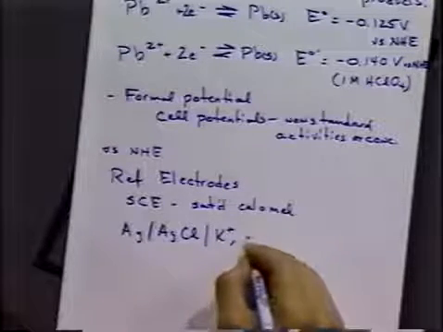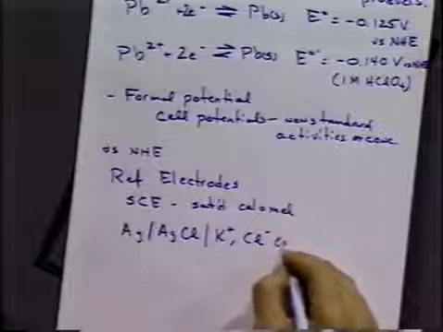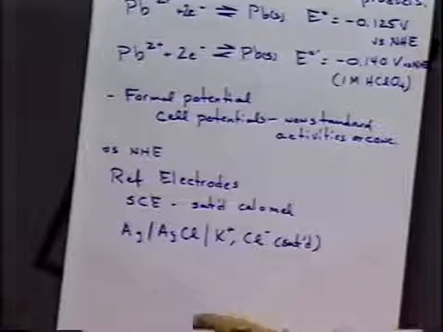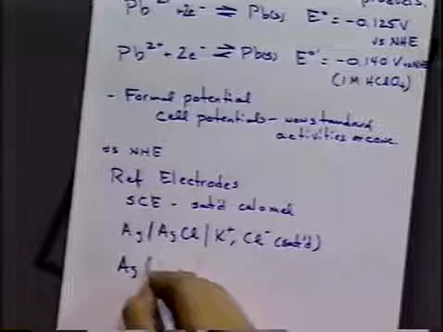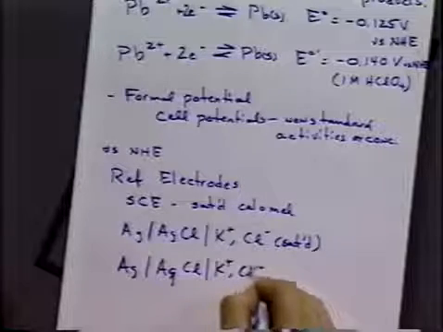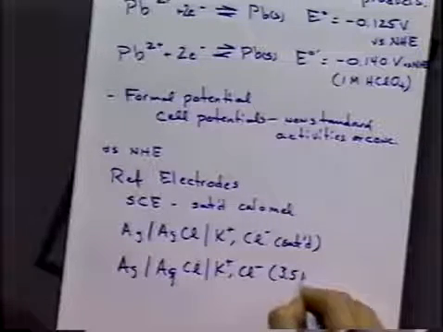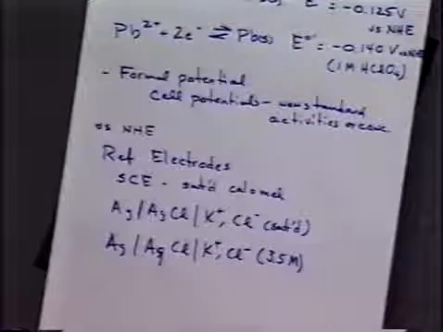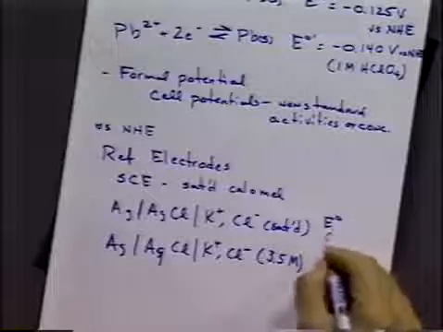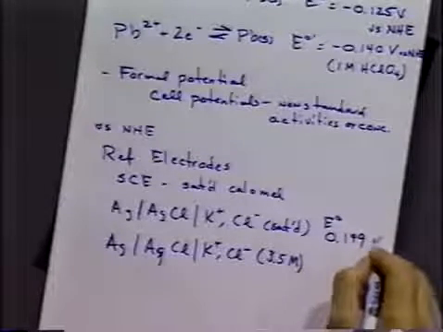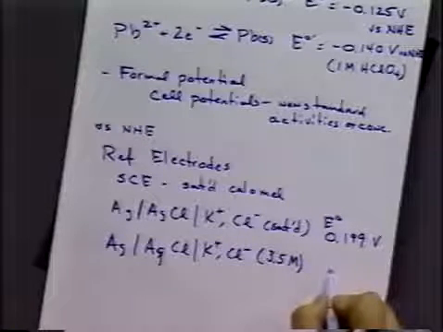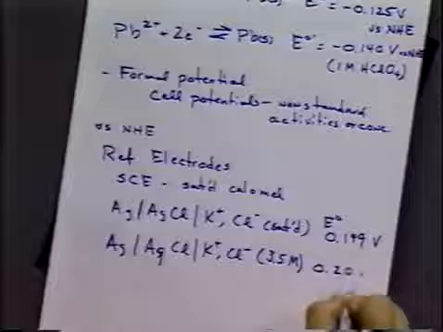In contact with potassium and chloride ions, that sometimes is saturated, and sometimes it is not saturated, say at 3.5 molar concentration. Now both of those have very similar E0s, standard potentials, and that would be 0.199 volts, and these again are versus NHE. But this one with a 3.5 molar solution would be 0.205 volts.